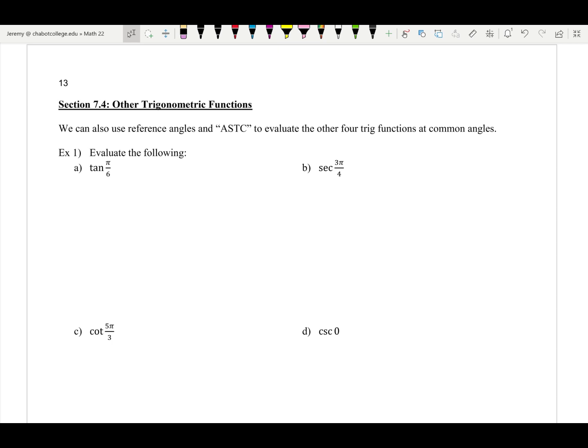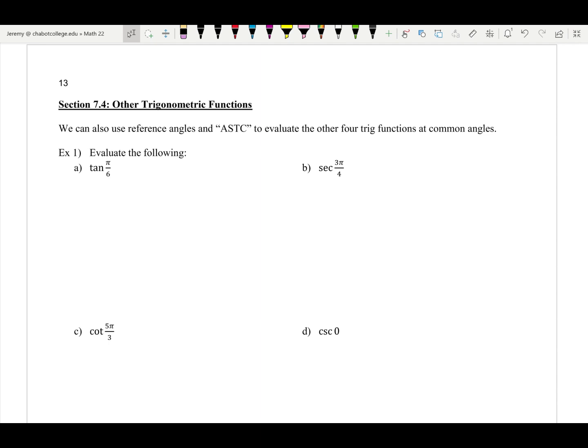Section 7.4, Other Trigonometric Functions. The good news about this section is, as long as you've looked at the previous section, maybe checked out a couple of the homework problems and gotten a little practice, this next section shouldn't be too much of a leap. We are going to continue to use the same techniques that we saw in the previous section. We're going to apply them to our other four trig functions: tangent, cosecant, secant, and cotangent. But the process is going to be pretty much identical. There's just going to be a few little modifications that we'll make.